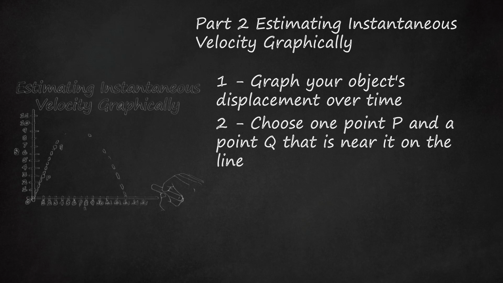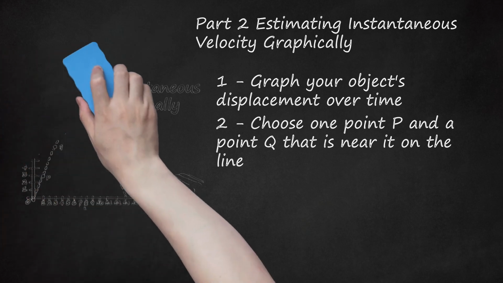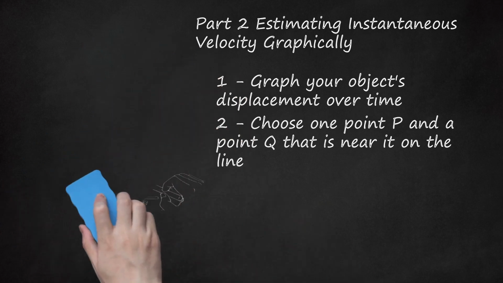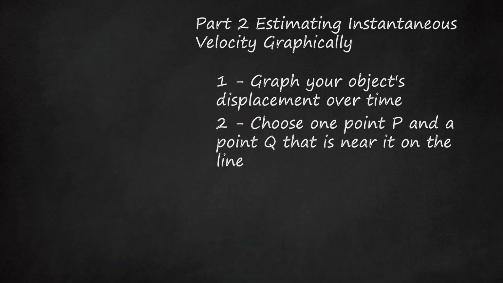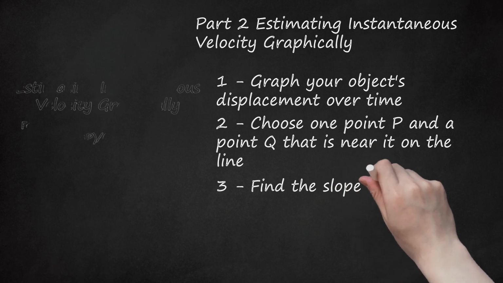Let's say that our displacement line contains the points (1, 3) and (4, 7). In this case, if we want to find the slope at (1, 3), we can set (1, 3) equal to P and (4, 7) equal to Q. 3. Find the slope between P and Q.